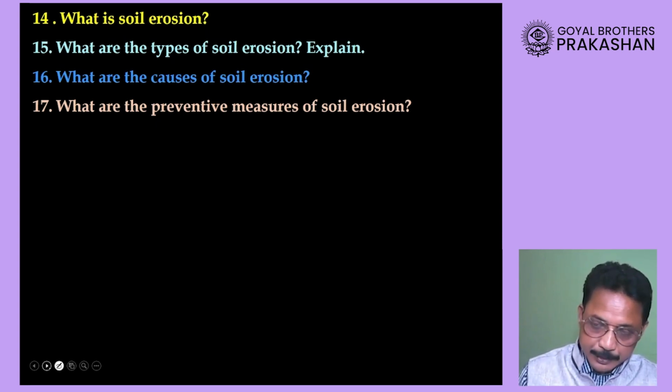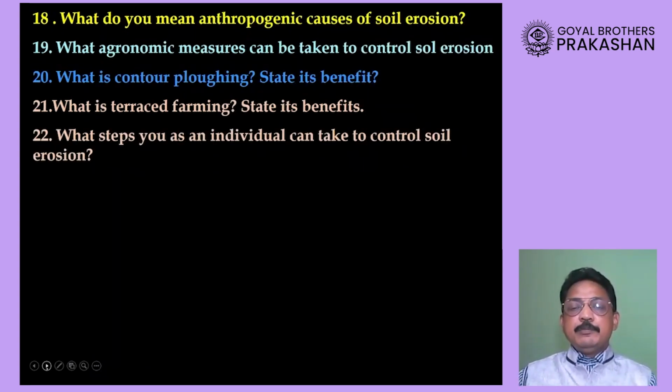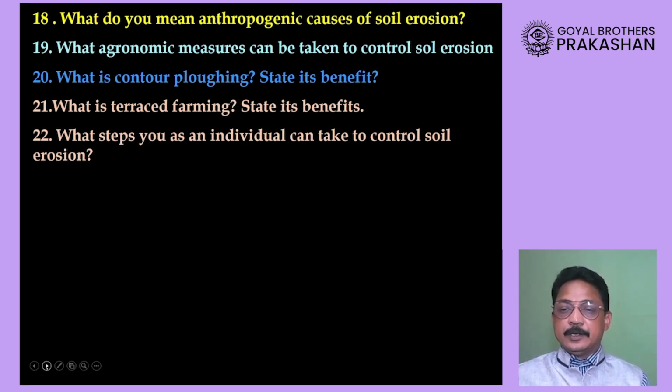Okay. The next question, dear students, is, what do you mean by anthropogenic causes of soil erosion? Please remember that when soil gets eroded because of human activities, it is called anthropogenic causes of soil erosion. These causes include mining activity, construction of roads and dams, deforestation, and overgrazing carried out by human beings. These are anthropogenic causes.